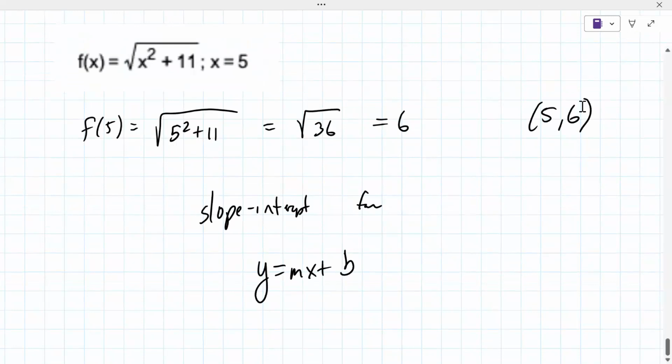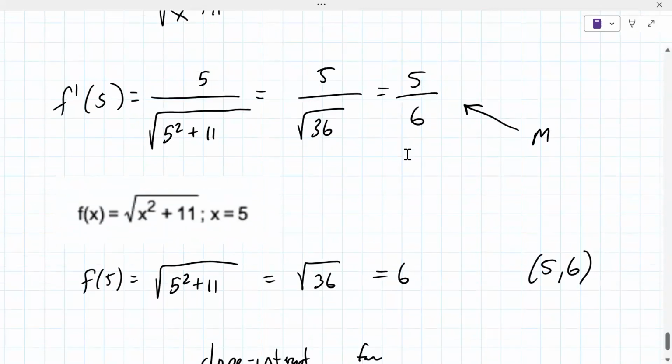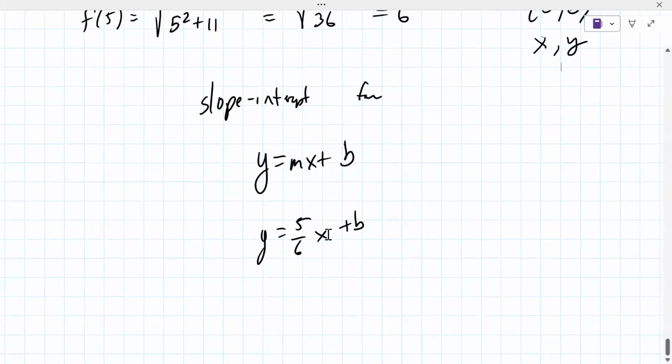You have your slope. Your slope is 5 over 6. So it's y equals 5 over 6x plus b. And then you use this point as an x and a y to solve for b. So that's 6 equals 5 over 6 times 5 plus b, like that. Fortunately, this does not work out nicely, which I'm really surprised at, but that is the case.